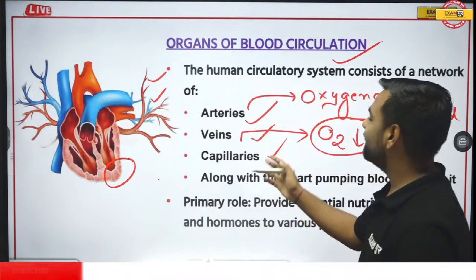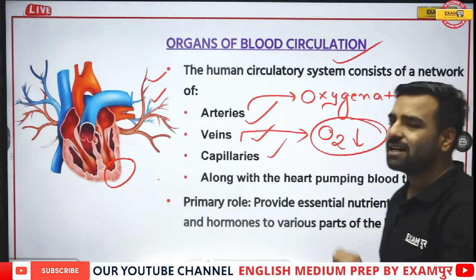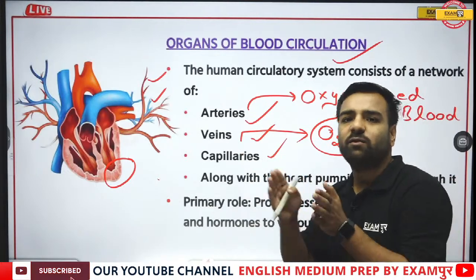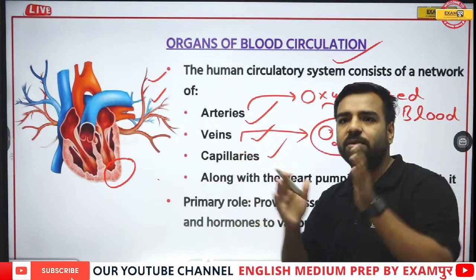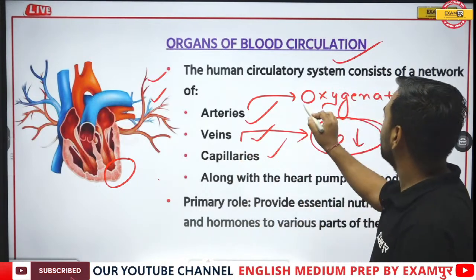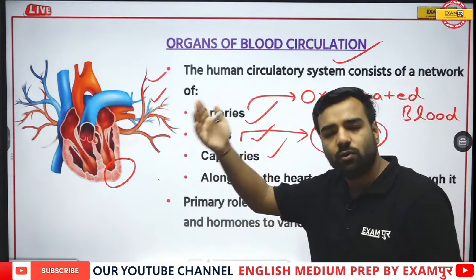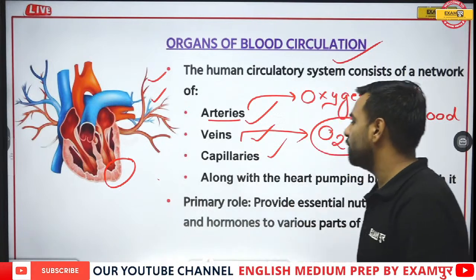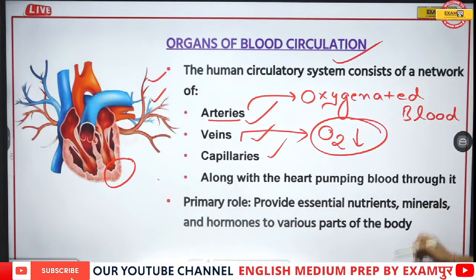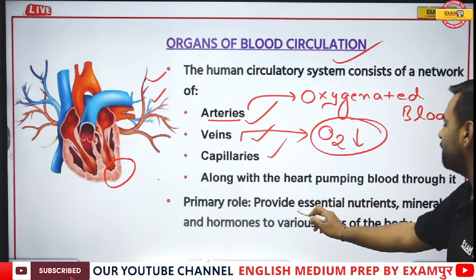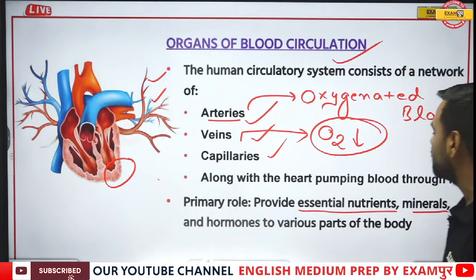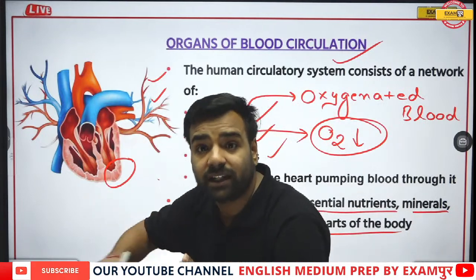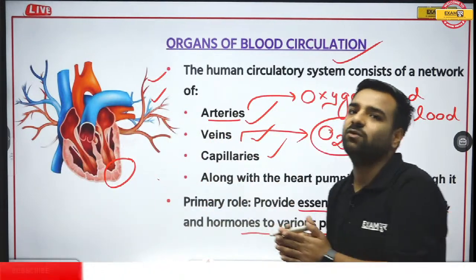Yeah. And then there are capillaries. Capillaries are very, very thin. The veins are quite wide, and arteries are much wider. So please remember, oxygenated blood, that is the blood with more oxygen, is carried by arteries. With less oxygen, it is carried by veins. Along with the heart pumping blood through them, what is their primary role? Their primary role is to provide essential nutrients, minerals and hormones to various parts of the body. So it's very important that vessels are there to connect the whole body, and these are the ones.